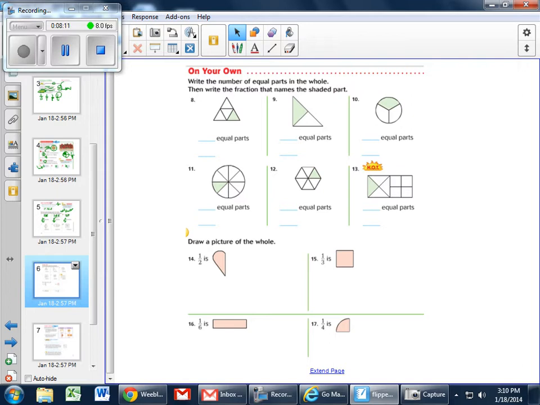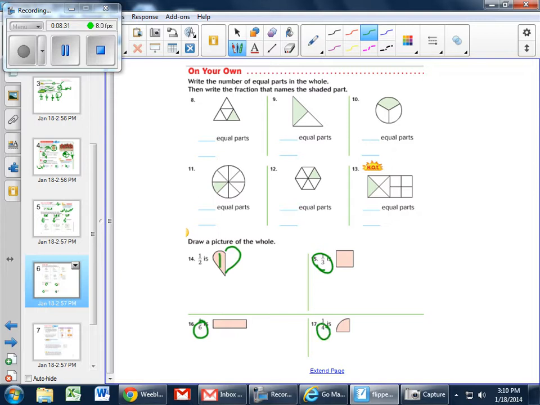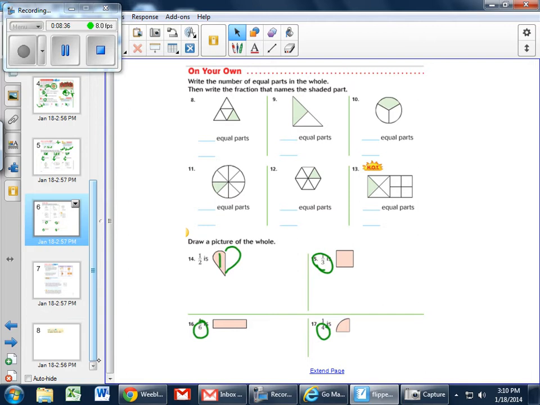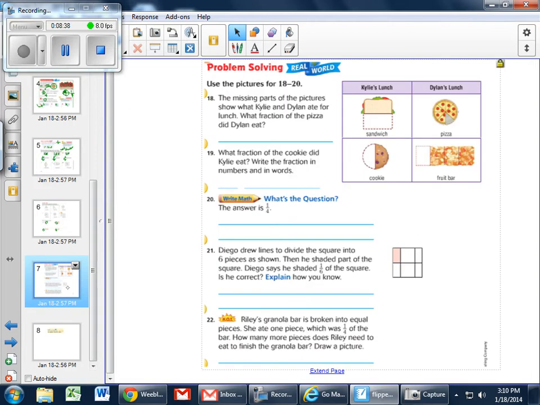On number 14 through 17, it wants you to draw the whole. So it gave you a piece of it. So this is 1 out of 2 pieces, so you need to draw the other piece. Okay. This is 1 out of 3, so how many total pieces should you have? Is 3. This is 1 out of 6, so you should draw 5 more pieces. This is 1 out of 4, so you should draw 3 more pieces. You're not going to do that right now. Let's skip this page and let's go on to problem solving.